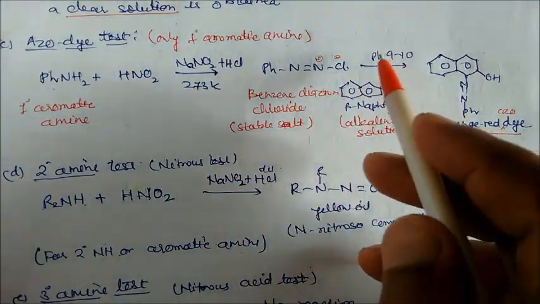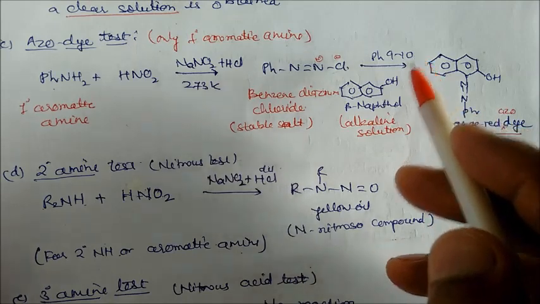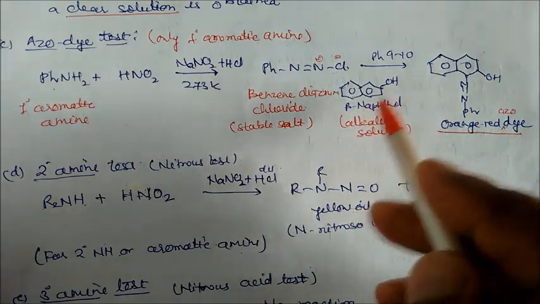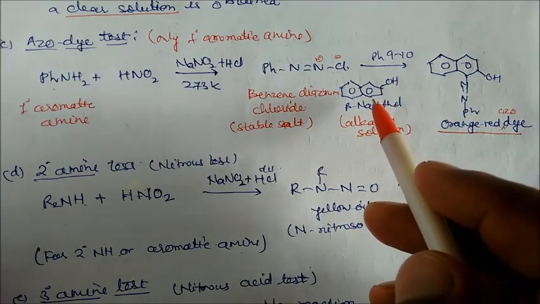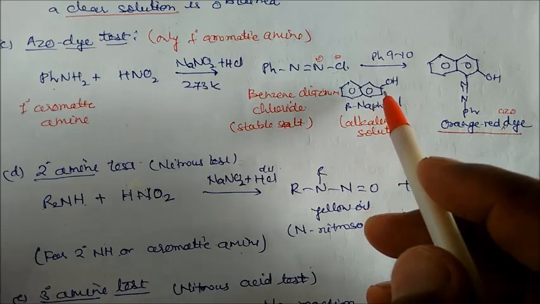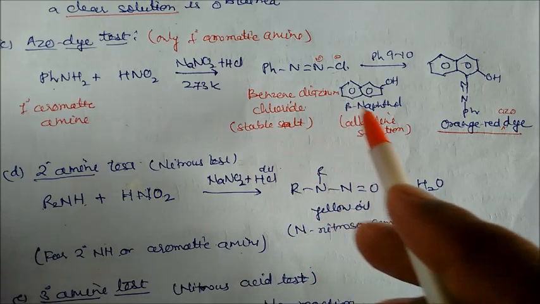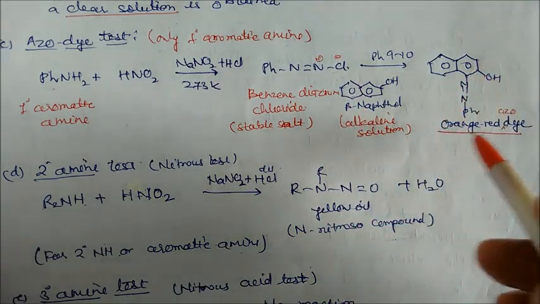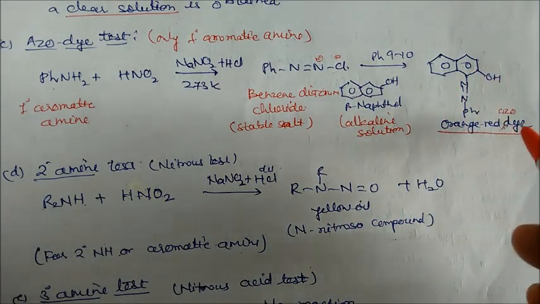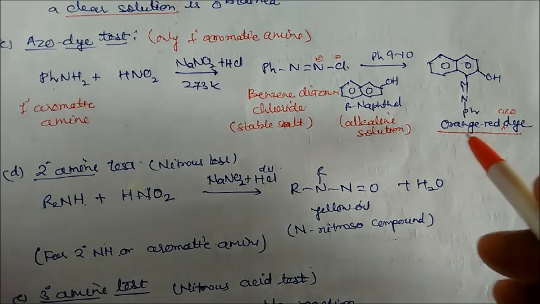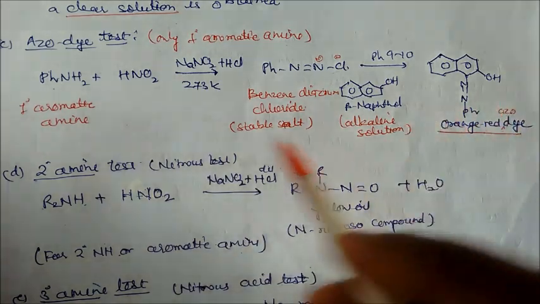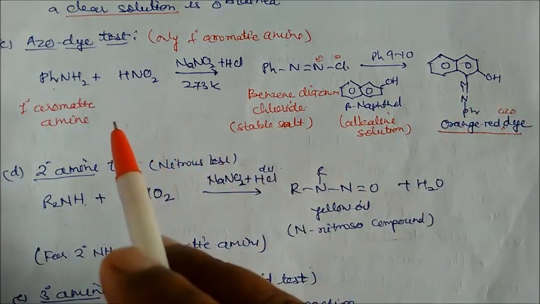Then, in basic medium, you have to use beta naphthol. This compound will react with the benzene diazonium chloride, and you will get one dye. This is called the orange red azo dye. So this colored dye will indicate the compound is a primary aromatic amine.